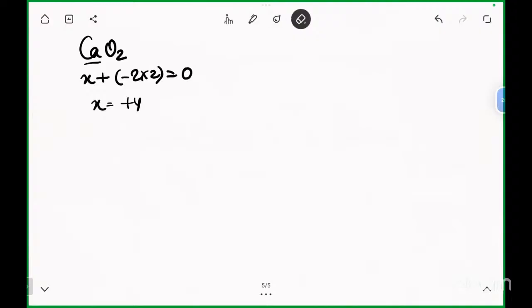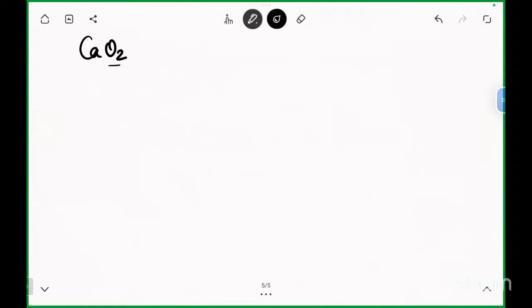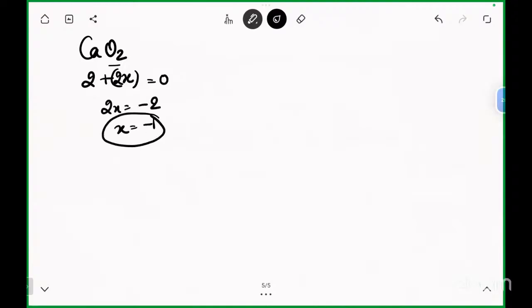No, wait, there is something wrong. You have to calculate the oxidation state of oxygen here. Now it will be better. Calcium is 2 plus, oxygen is X, and into 2, then 2X is equal to 0. Then 2X is equal to -2, X is equal to -1. So see here, the oxygen is in the -1 form.